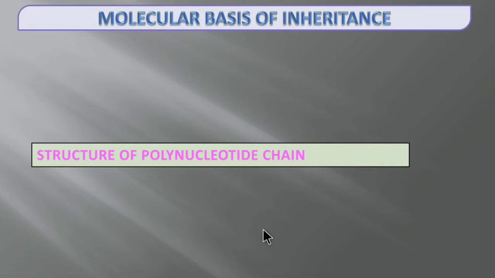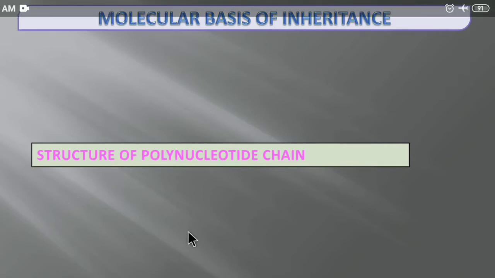In the last session we discussed chemical composition of nucleotide, and you already know that nucleotides are the building blocks of nucleic acids. When you define nucleic acids, they are the macromolecules or polymers of nucleotides. Each nucleotide is made up of three components: pentose sugar, nitrogen base and phosphate group.